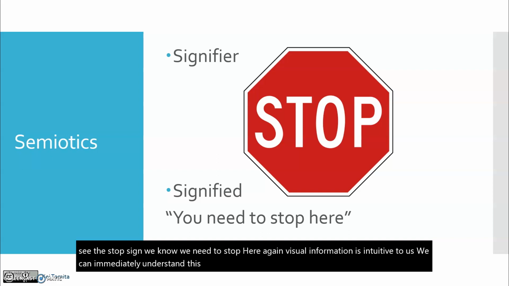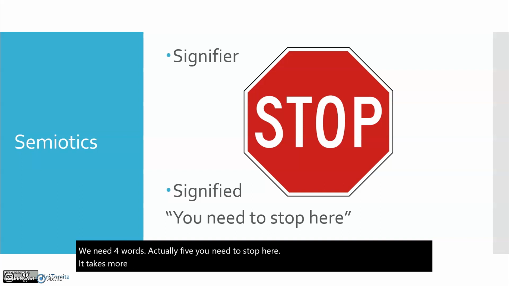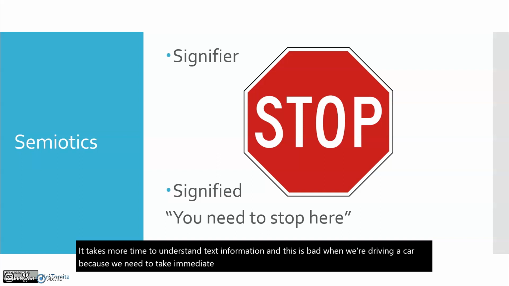If we try to communicate the information in text, we need 4 words. Well, actually 5. You need to stop here. It takes more time to understand text information, and this is bad when we're driving a car because we need to take immediate actions. That's why most signs for cars are graphical as opposed to textual.